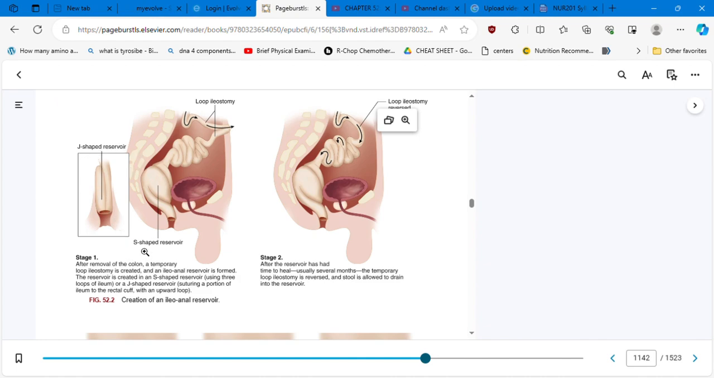Here is the S-shaped reservoir. Look how the intestine is formed in an S shape. In stage 2, after the reservoir has had time to heal, usually several months, the temporary loop ileostomy is reversed and stool is allowed to drain into the reservoir. Very interesting.